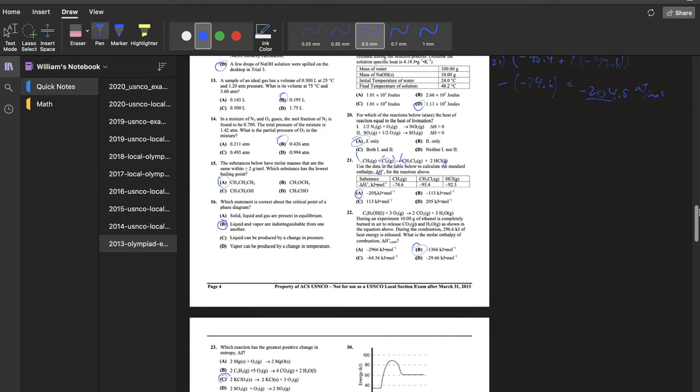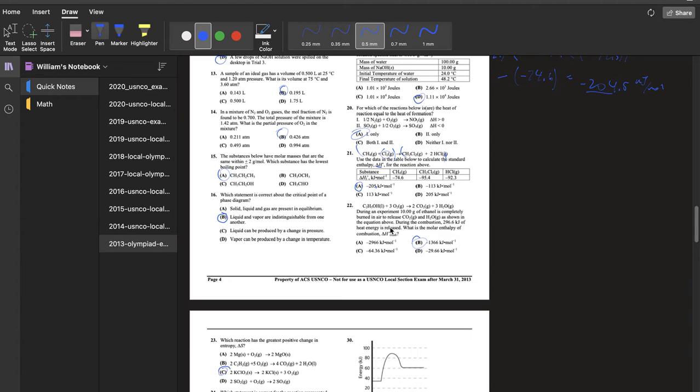22. We're combusting 10 grams of ethanol, and we're given the amount of heat that's released. That's a lot of heat. Okay, and we're basically asked to find the molar enthalpy of combustion. What this means is, at standard conditions, how much heat will 1 full mole of ethanol release? The reason it's not this much is because we weren't using 1 mole, because the molar mass of ethanol is 46.068. So that means we were only using 0.217 moles of ethanol.